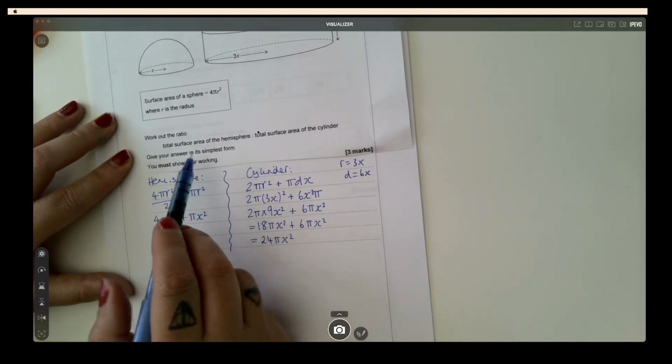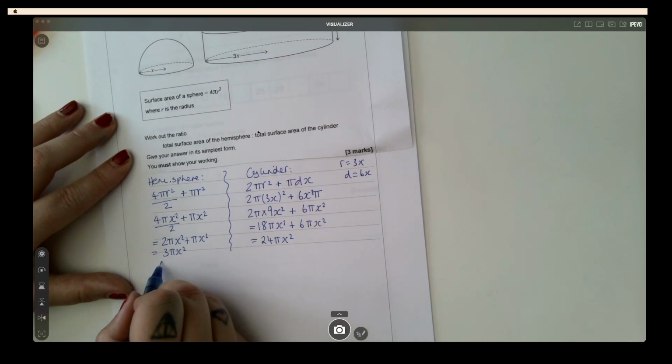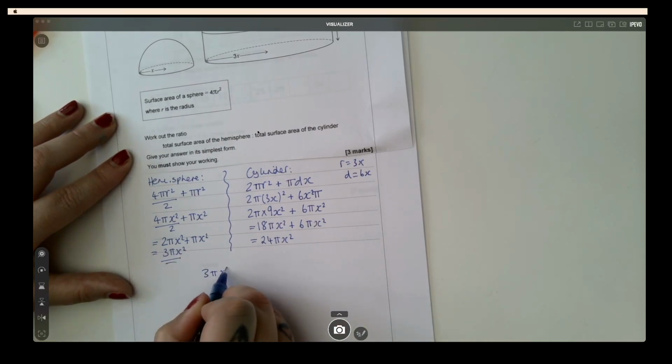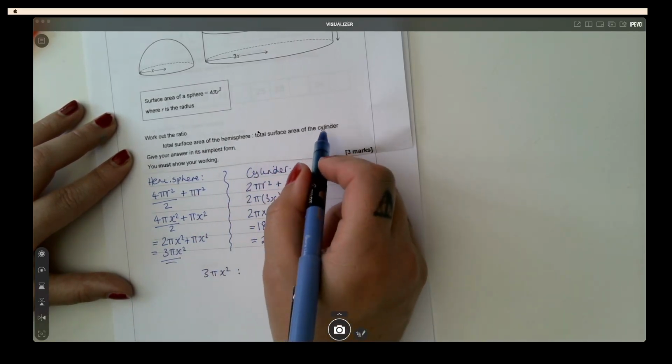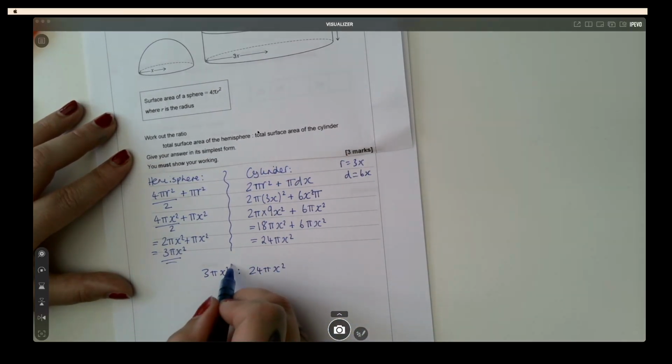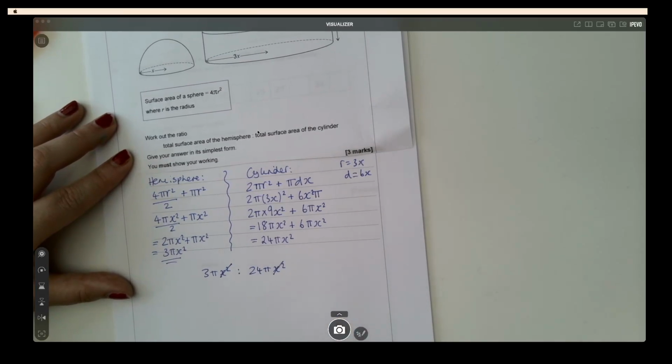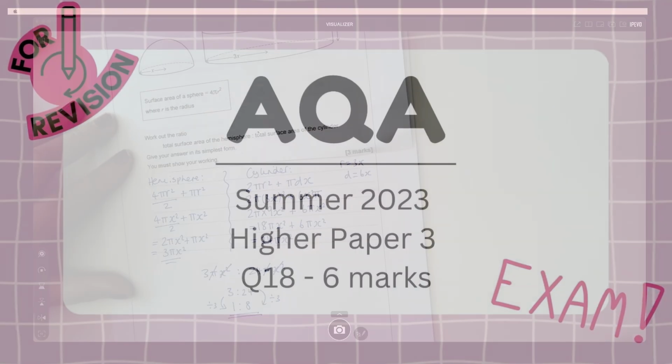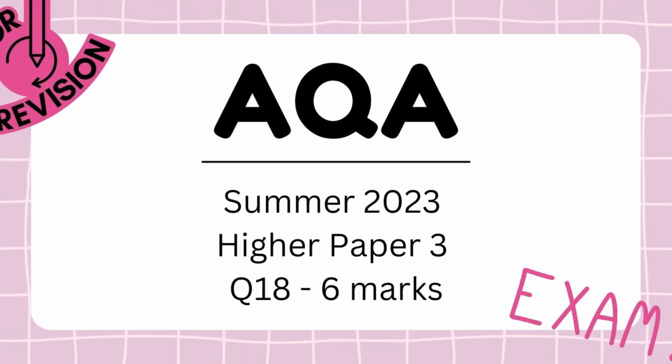So let's write this as a ratio. The total surface area of the hemisphere, 3 pi x squared, to the surface area of the cylinder, 24 pi x squared. We can divide both sides by x squared. We can divide both sides by pi. So we're left with 3 to 24, and they're both multiples of 3. If we divide by 3, we get 1 to 8, and that's what goes on your answer line.